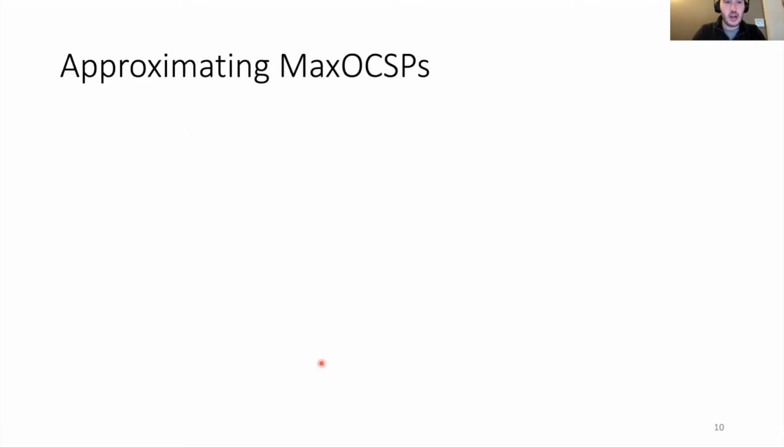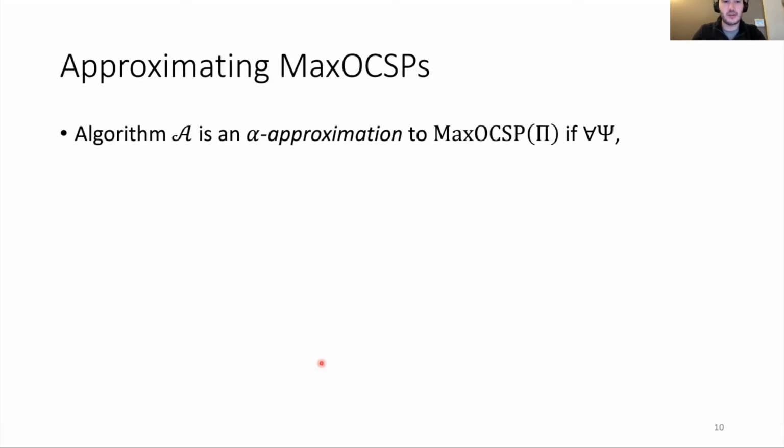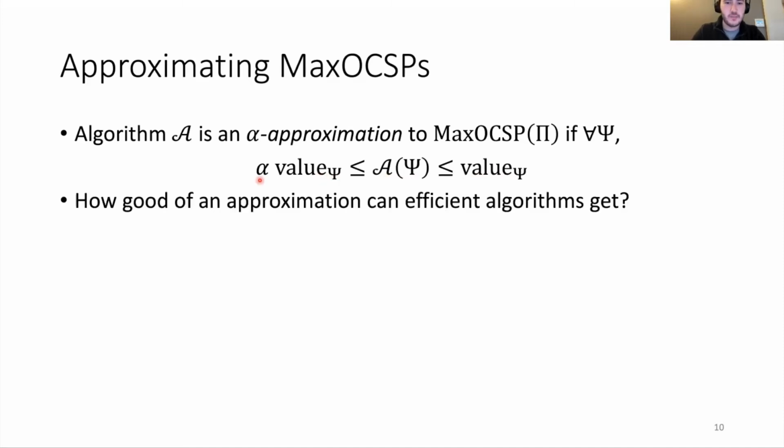In this work, we consider the approximability of max OCSPs. So we call an algorithm A an alpha approximation to the max OCSP pi problem if for every instance psi, A on input psi outputs an estimate which is in between the value of psi and alpha times the value of psi. And then the crucial question is how good of an approximation can we get to a max OCSP problem with an efficient algorithm?